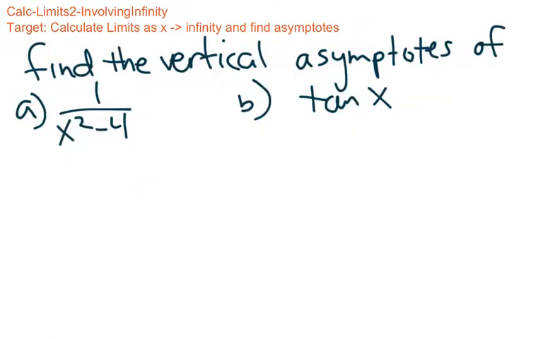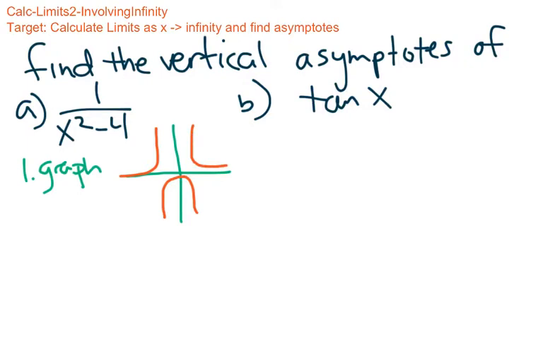So here are 2 quick examples. Find the vertical asymptotes of these 2 functions. So the first thing I'm going to do is graph. And when I graph this function, I end up with a function that looks like this. Oh, by the way, that's an even function, not odd. It's an even function, symmetric about the y-axis.